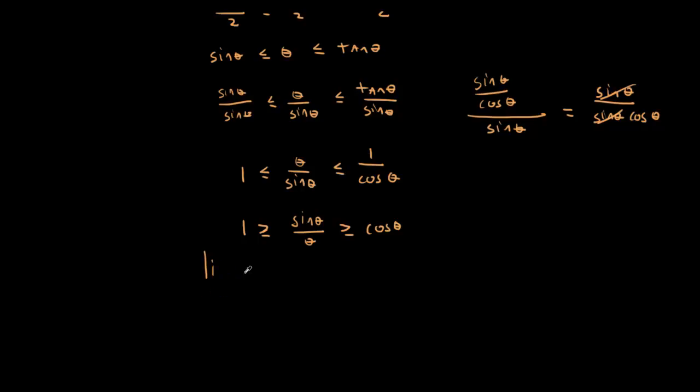Let's do this off to the side. Limit as x approaches 0 of 1. That's the constant function 1. What's its limit as x approaches anything? It's 1.